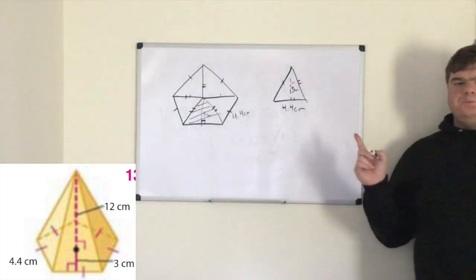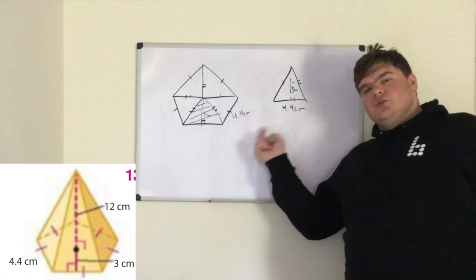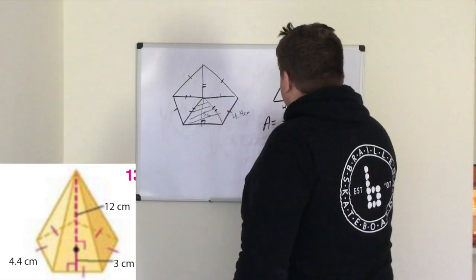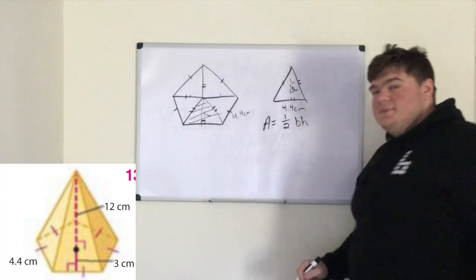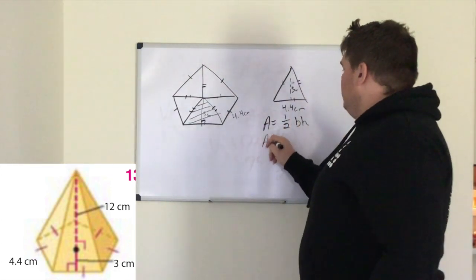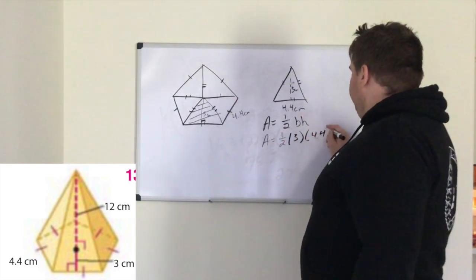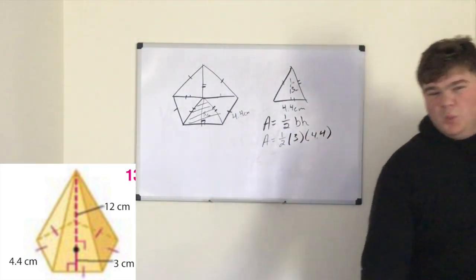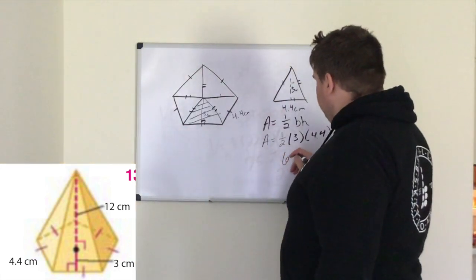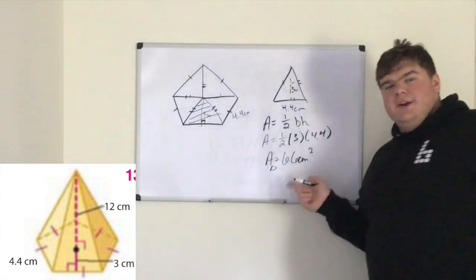we have this picture here. So what this picture tells us is that the height of that triangle is 3, and the base of that triangle is 4.4. So we know the area of a triangle is 1/2 base times height. So we use this formula with our information. So area is 1/2 times 3 times 4.4. And when we multiply those all together, we should get about 6.6 centimeters squared. So that's the area of just one triangle.